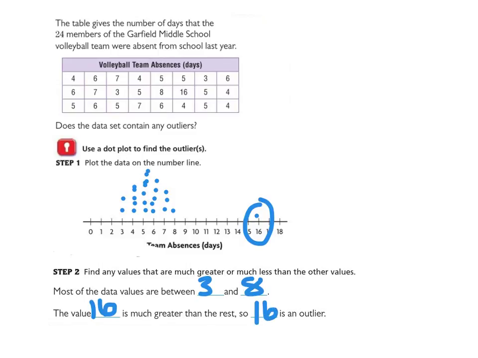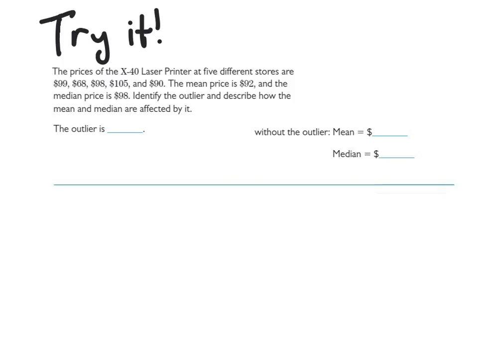Okay, so do you notice how everything else kind of falls in this category right here? And 16 is like clear over here. It's that red apple among the green apples. It's just so different. It's so out there that it is an outlier. So I want you to try this one.